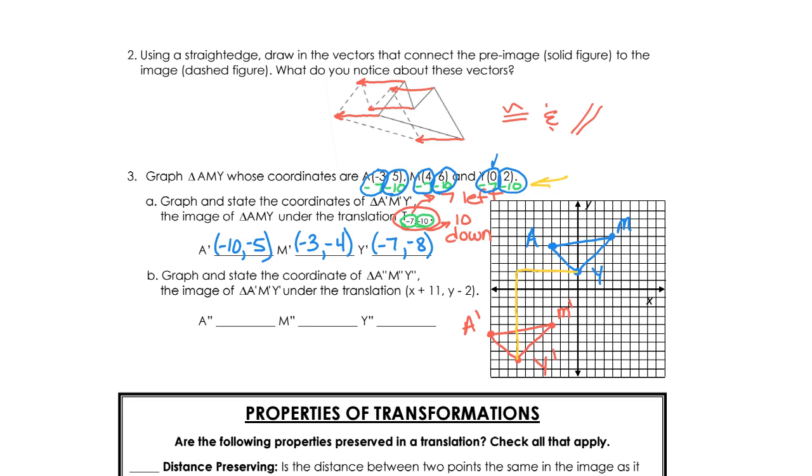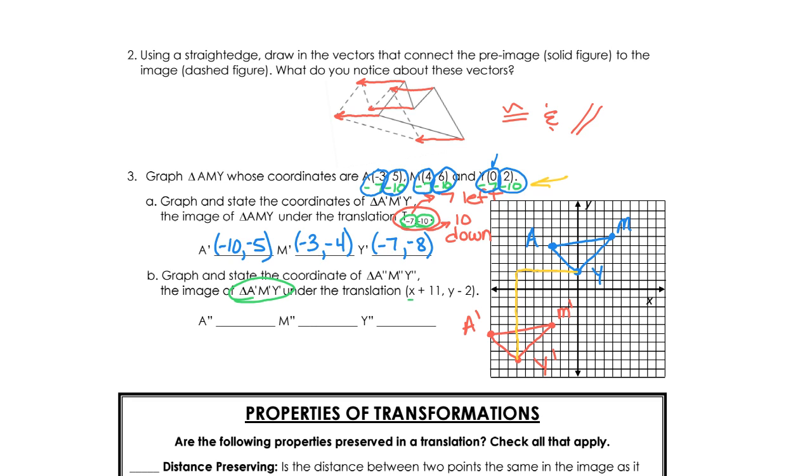Are they sliding the original one, AMY, or are they sliding the one I just got, A prime, M prime, Y prime? You just have to look for it. Okay, so they're actually taking the one I just got and sliding or translating that. How are they translating it?